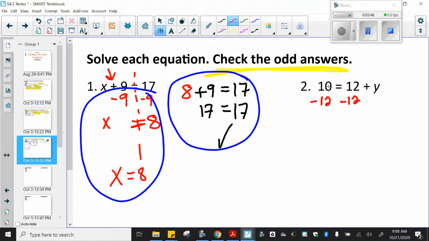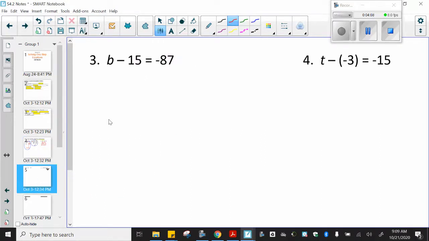We're going to work our way down. 10 minus 12 makes negative 2. All right. 12 minus 12 makes 0. W comes down. Our answer is going to be w equals negative 2. All right, and it's an even number, so we don't need to test it. We don't need to check it. All right, next one.